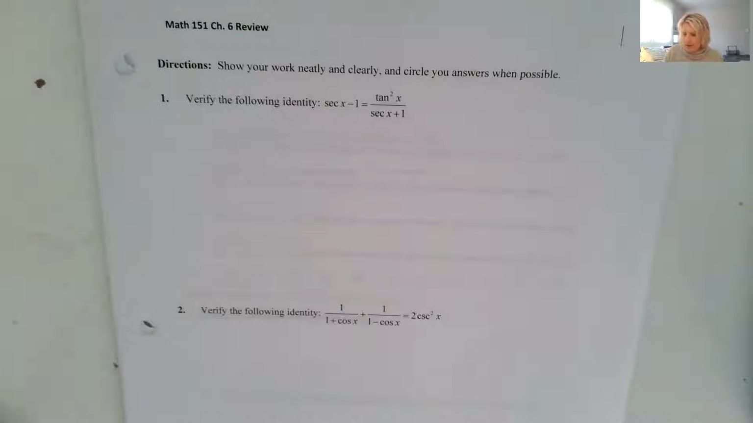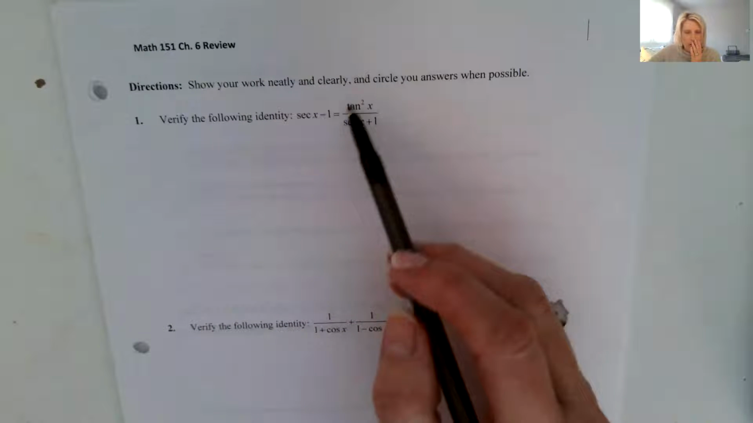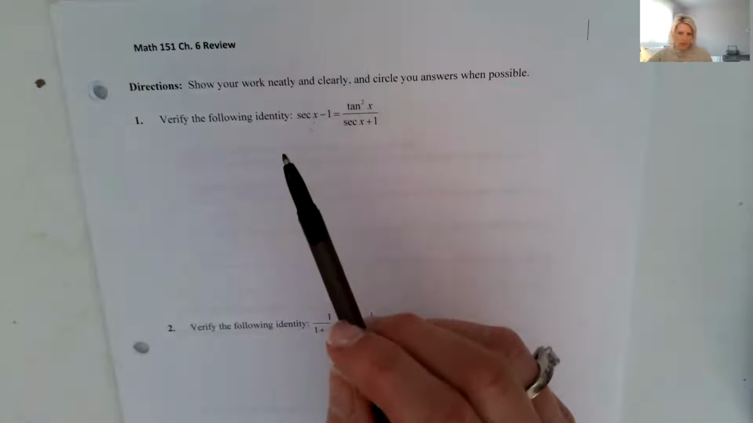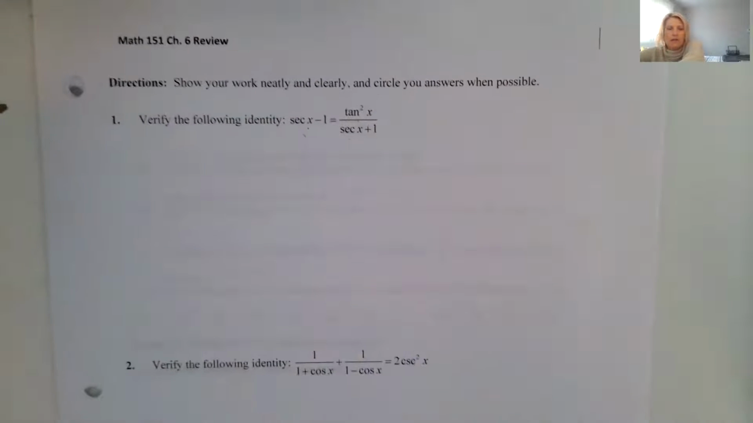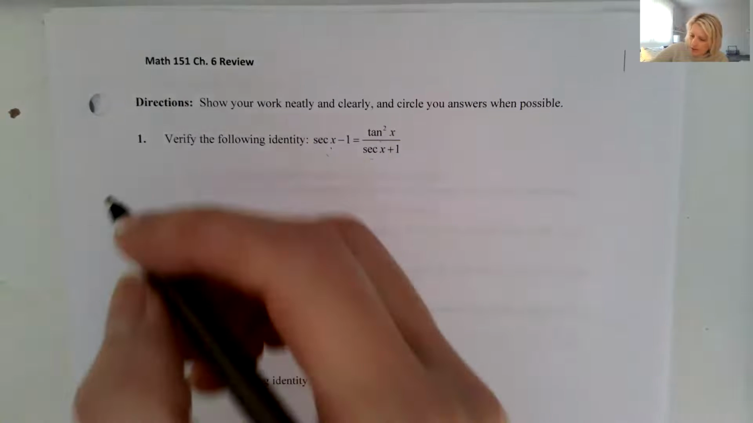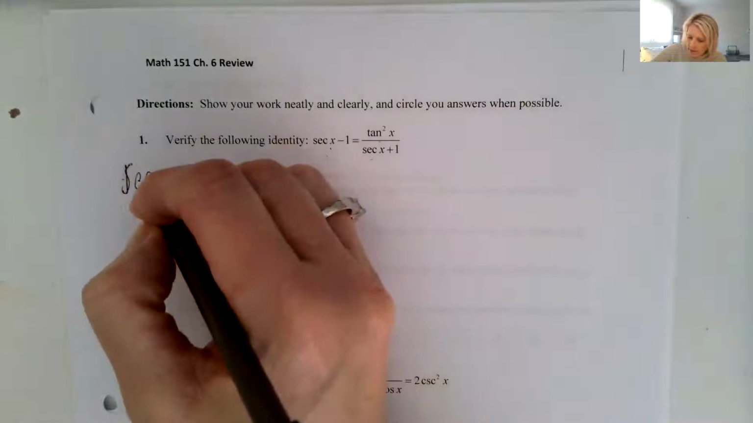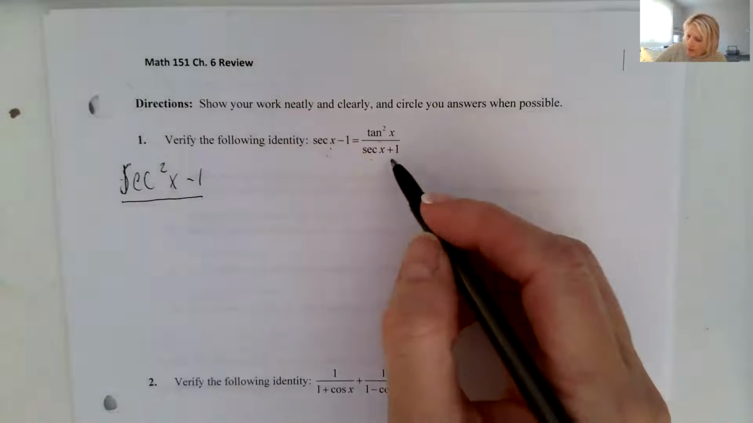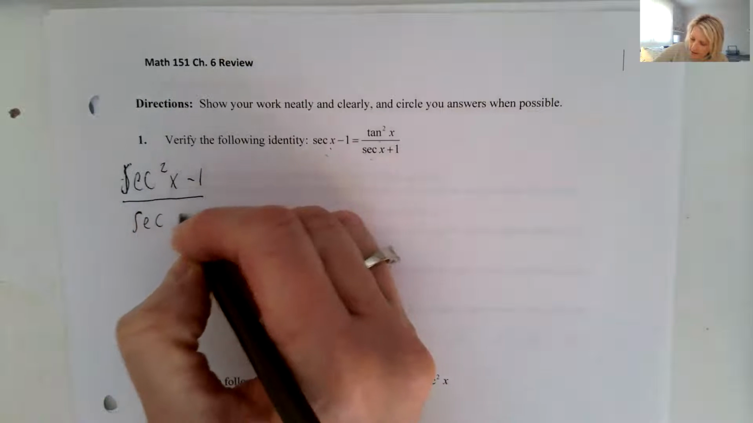On this one, because I am familiar with tangent squared x, I'm going to start with the right-hand side and get it to verify the left-hand side. Also, make sure that you check the updated answer key. There were a couple of errors in the answer key that I corrected, and this was one of them. So tangent squared x is the same as secant squared x minus 1, and then we have over secant x plus 1.